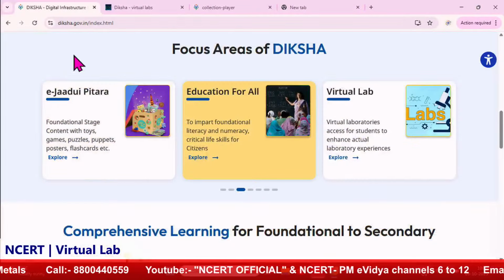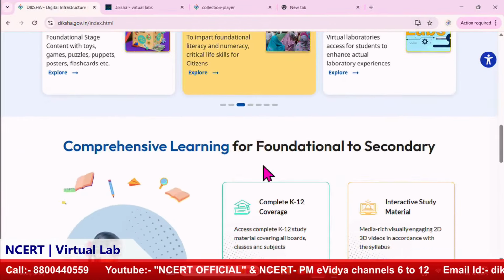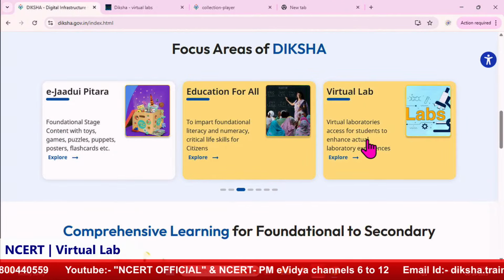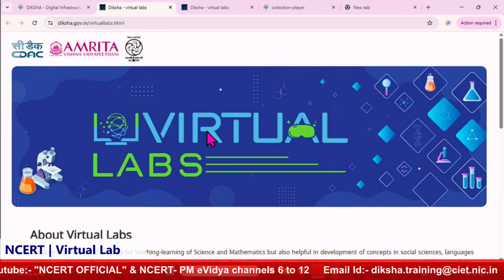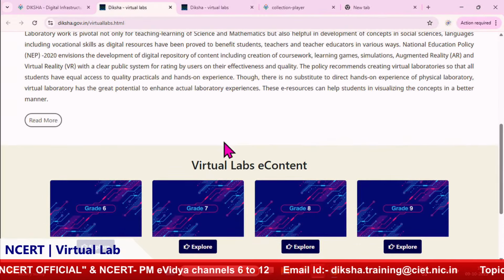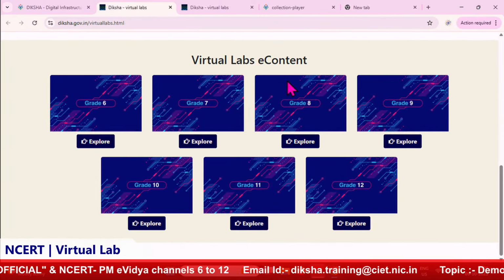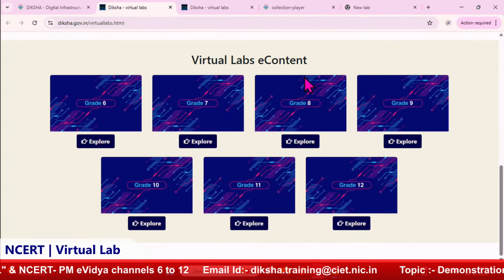Yes, it is free of cost, and anyone can access it 24/7 at their convenience, at their home also. Through diksha.gov.in, they can go there, and there are different verticals. They can click on the virtual lab. Once you go to the virtual lab, this is an experiment for grade 8.